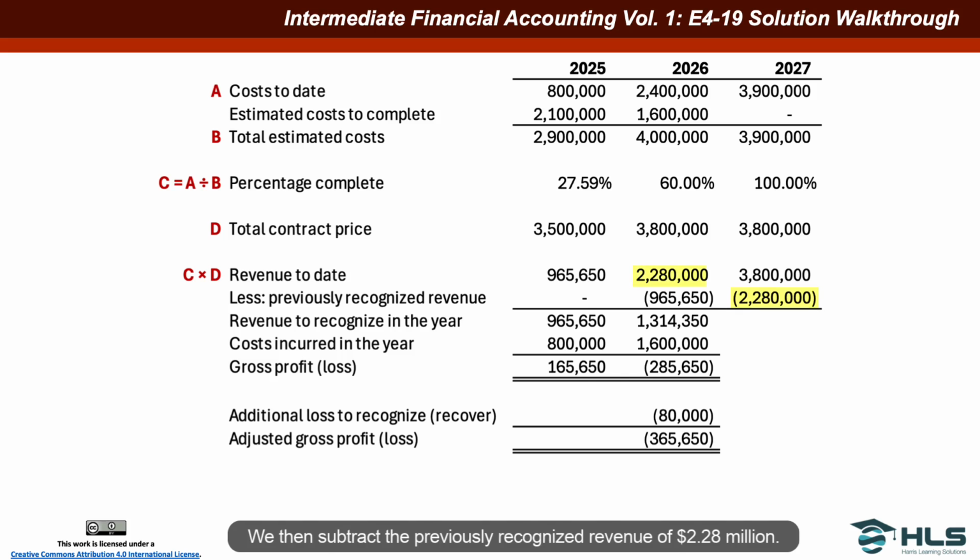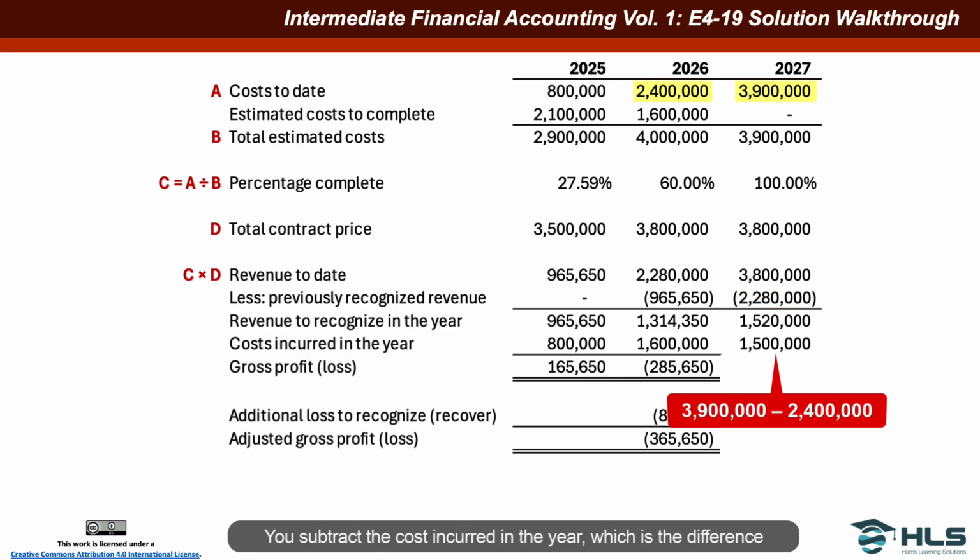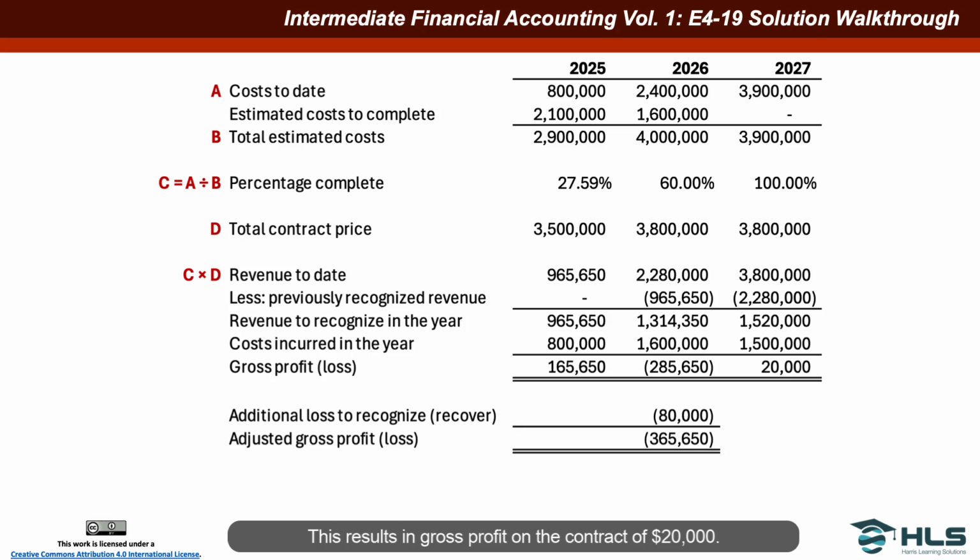We then subtract the previously recognized revenue of $2.28 million, and that results in revenue to be recognized in the year of $1,520,000. We subtract the costs incurred in the year, which is the difference between the $3.9 million in 2027 minus $2.4 million in 2026. So that's $1.5 million. This results in gross profit on the contract of $20,000. Now, because we were able to mitigate some of those costs, we can recover the additional $80,000 loss that was recognized in 2026 to result in adjusted gross profit for the year of $100,000.